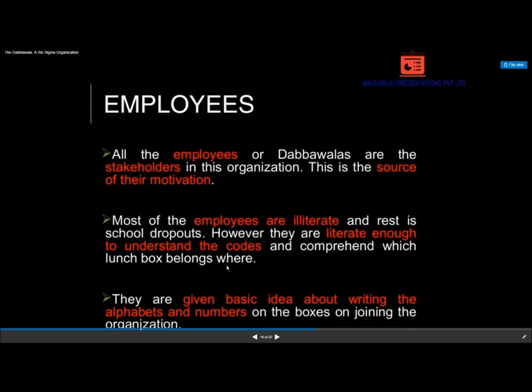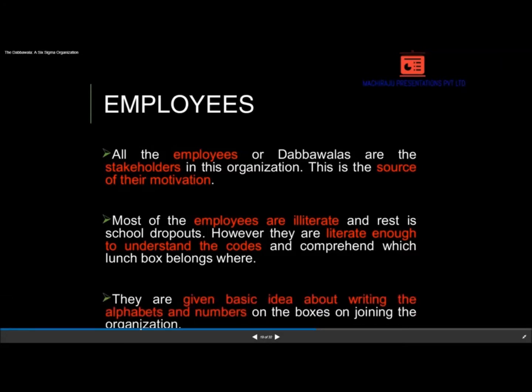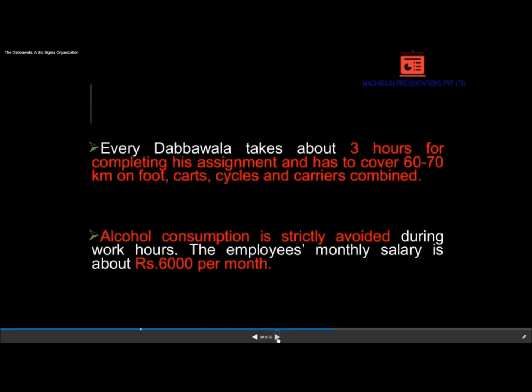And one person does not have to know it all. One person just has a very fixed time, go pick it up, bring it to the aggregation point. Then the distribution occurs from there. They are given a basic idea about writing alphabets and numbers, and that's all they need to know. Every Dabbawala takes about 3 hours for completing his assignment and has to cover 60 or 70 kilometers on foot, carts, cycles, and carriers combined.